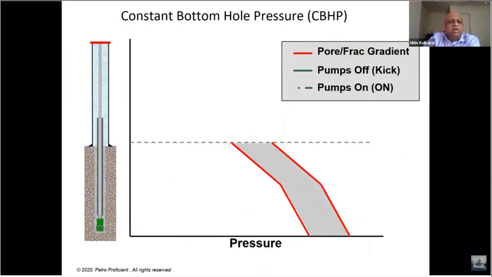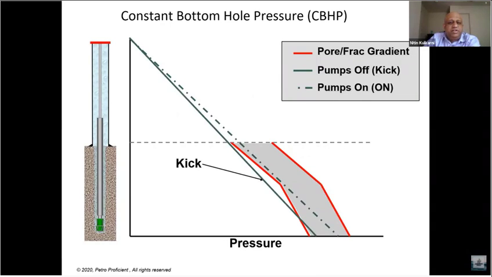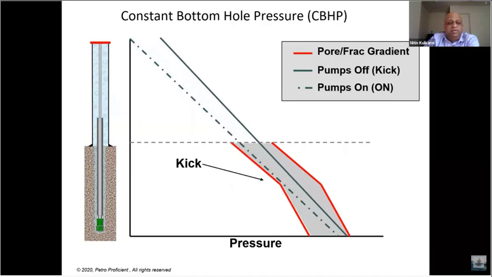So how does the constant bottom hole pressure technique work? This is your pump on scenario. What happens when you switch off your pump is you lose your friction pressure, as we just discussed, and it might so happen that you go below your pore pressure value. And with MPD, you can essentially move this within your pore pressure value by increasing your back pressure.